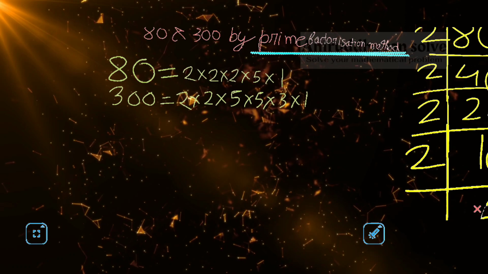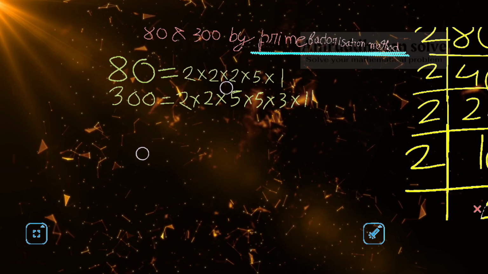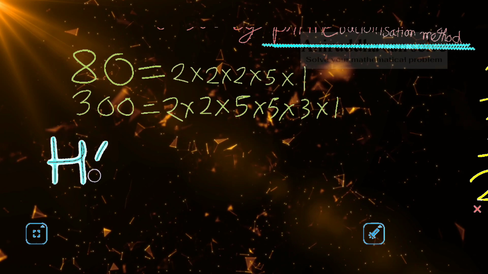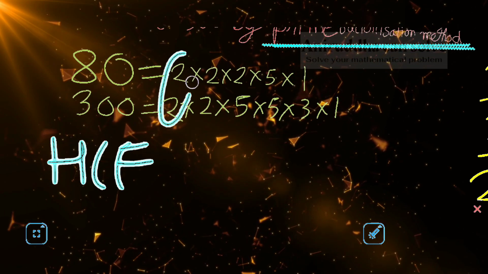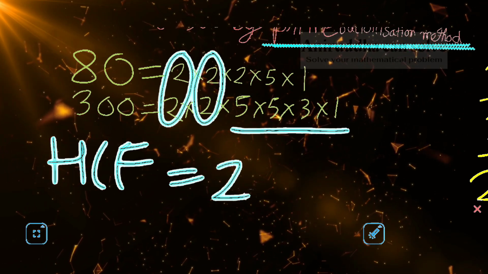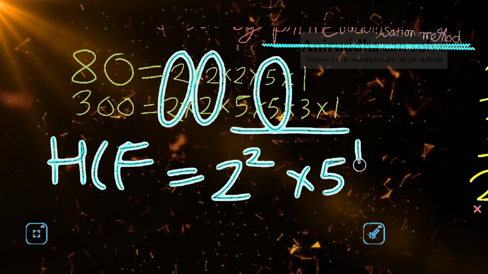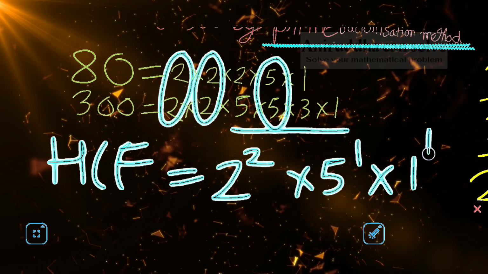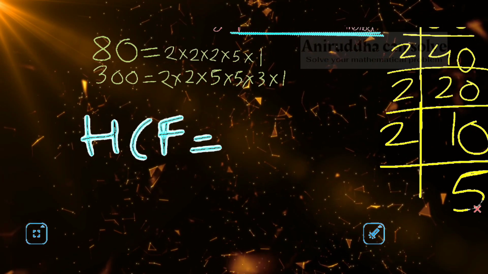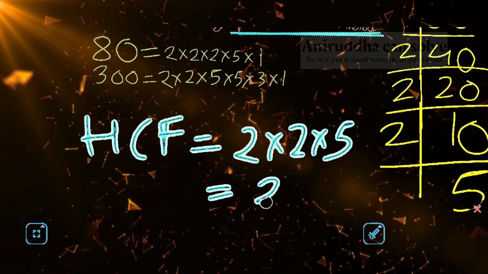Now we have done this by the prime factorization method. What is the HCF? HCF means highest common factor, so we take the number of times each factor is common. For HCF, 2 is coming four times in 80 and twice in 300, so we take 2 to the power 2. 5 is coming only once in both, so 5 to the power 1. 3 is not common, so it is 3 to the power 0. This means HCF is equal to 2 into 2 into 5, that is 20.